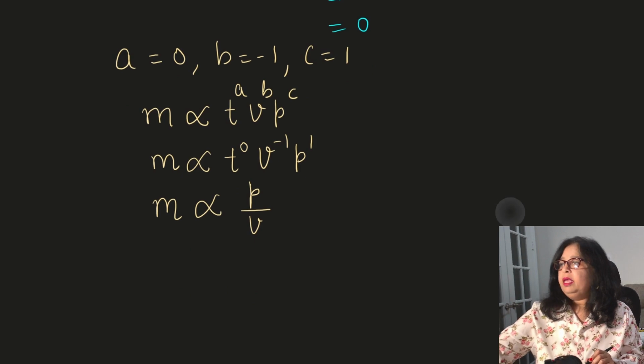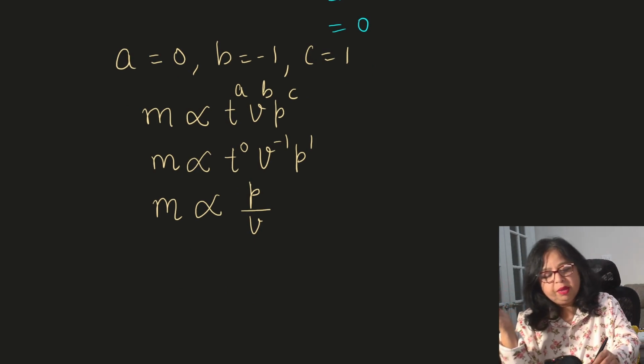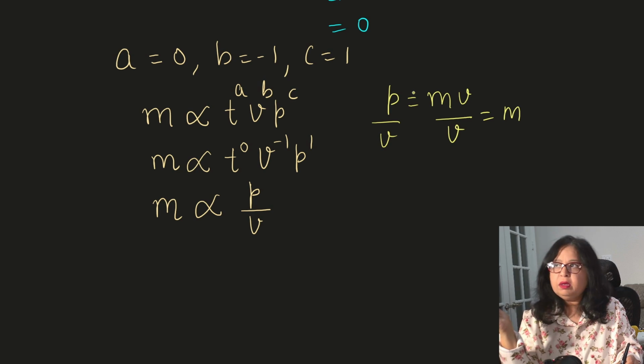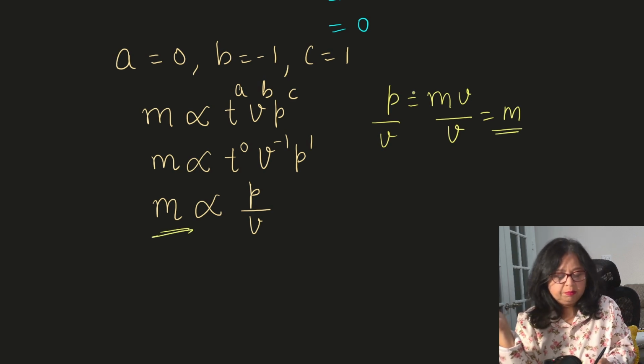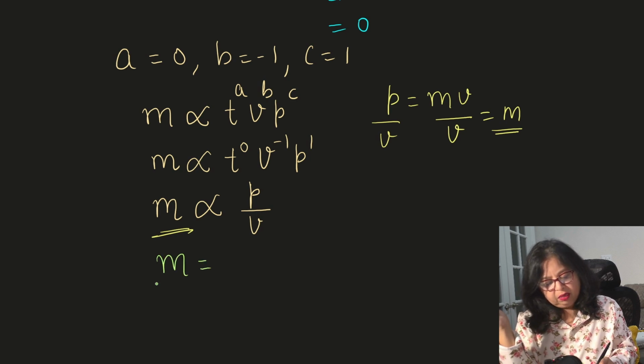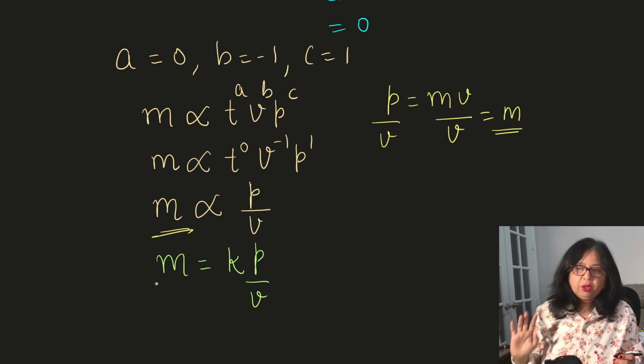Now think about this. P, the momentum, is equal to mass times velocity. So if I divide it by velocity, what am I left with? Mass. So I can write this equation as mass equals some dimensionless constant times p over v, which makes sense, doesn't it?